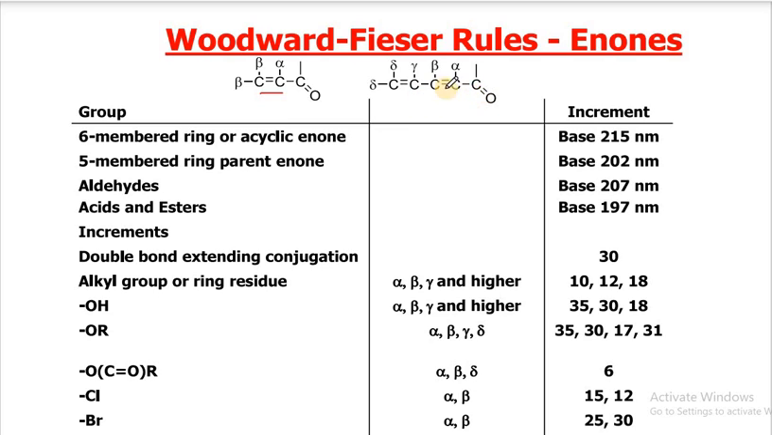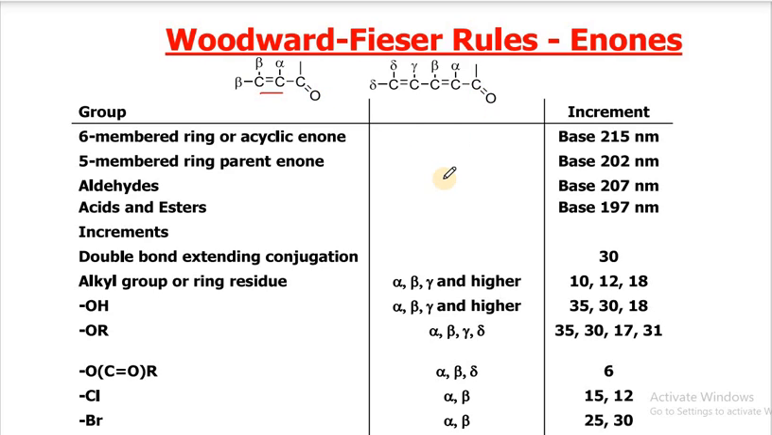Similarly in this it's again alpha beta unsaturated carbonyl compound, and in this one more double bond is present which is in conjugation with this value. So these are the compounds in which one double bond is present and one carbonyl group is present, and both are in conjugation.